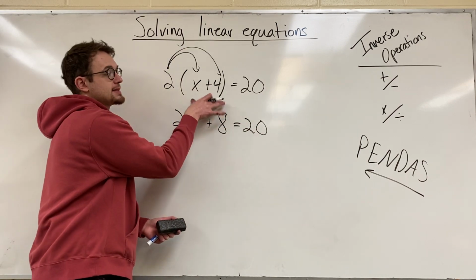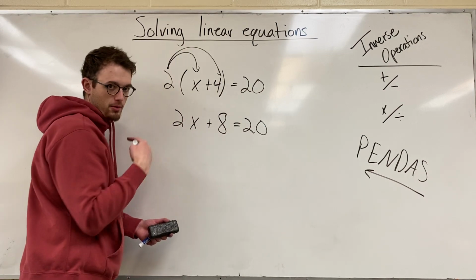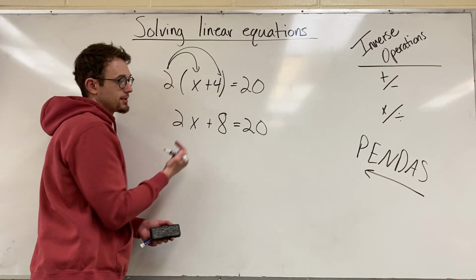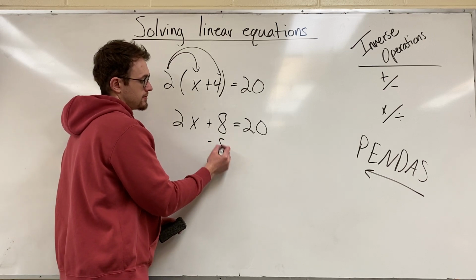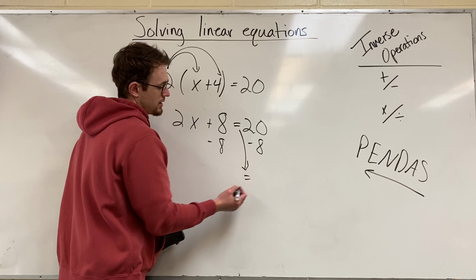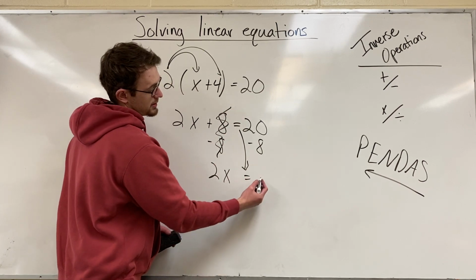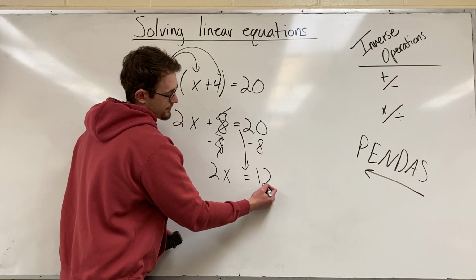Now I'm going to do PEMDAS backwards. So I'm going to get rid of addition first. So minus 8, drop my equal sign. I get 2x, because that's gone, equals 12.